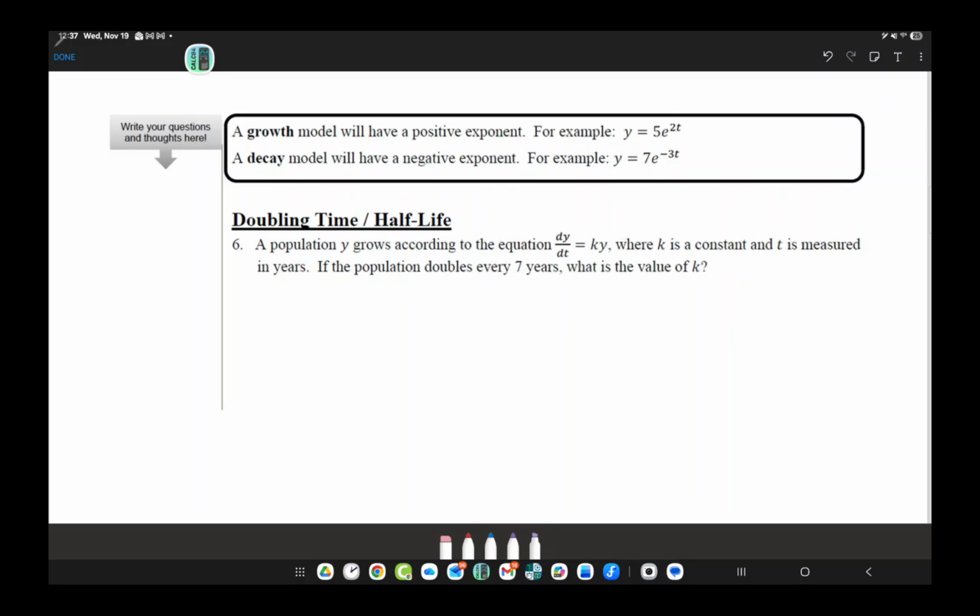A growth model will have a positive exponent, for example, 5e^(2k). A decay model will have a negative exponent, which we kind of already said. Again, k is greater than 0 for growth, k is less than 0 for decay. Now, double time and half-life. The questions about double time and half-life, what they're going to do to throw you off is not give you another value.